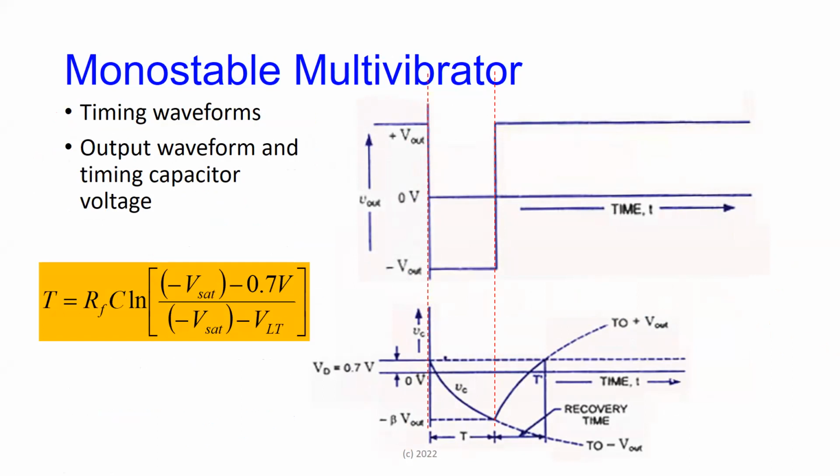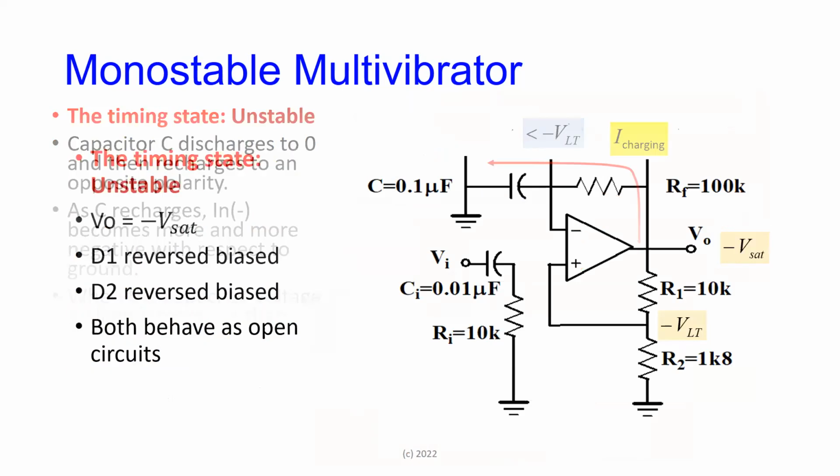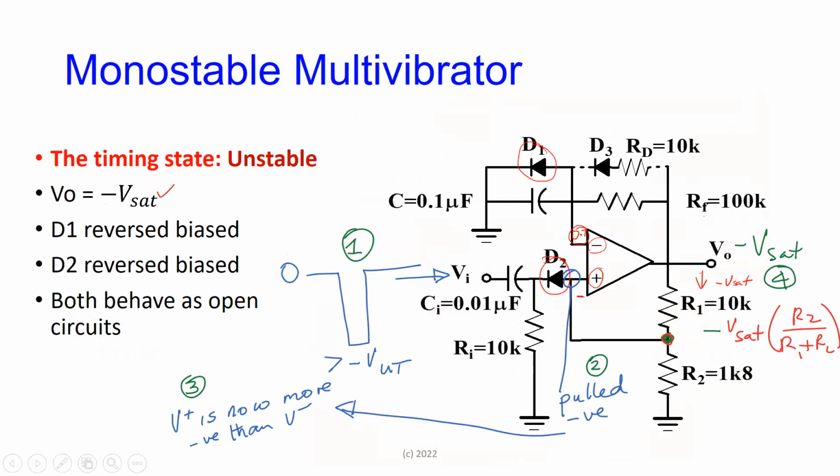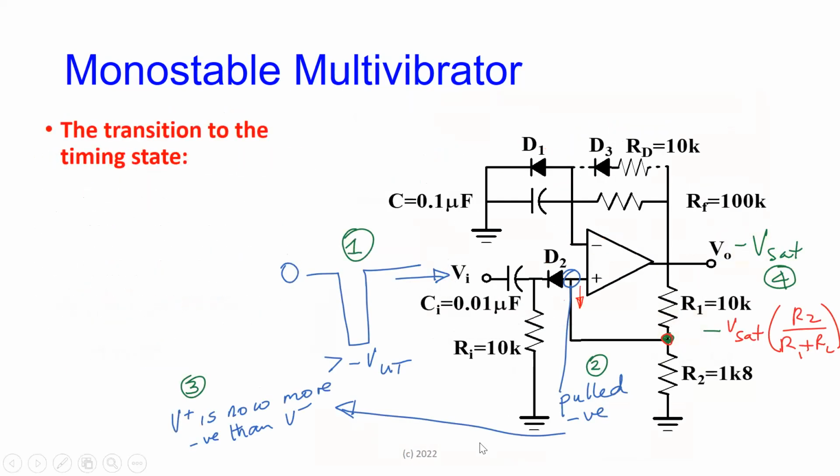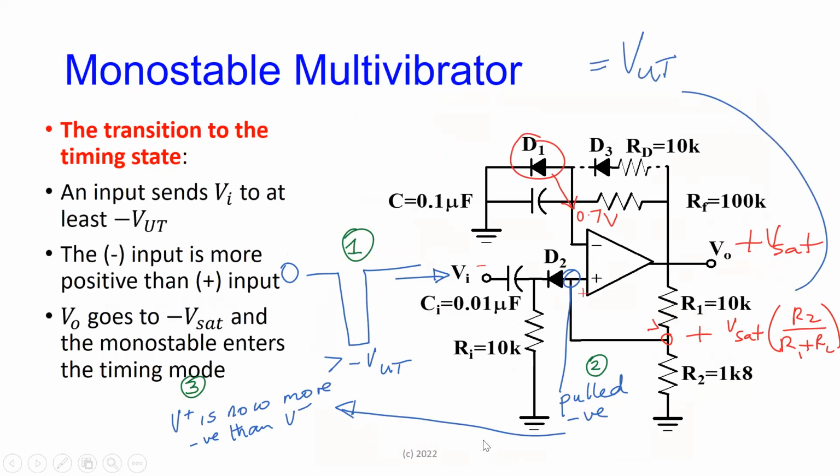Remember the capacitor, unlike the first case where the capacitor goes between the V lower threshold and the V upper threshold, when the circuit is in the stable state the capacitor is charged to just 0.7 volts. The diode in the circuit here, in the stable state, keeps the capacitor at 0.7 volts. So in the stable state, VC is 0.7 volts.